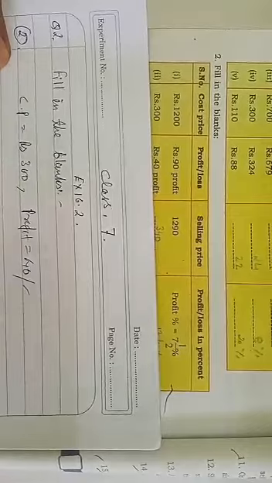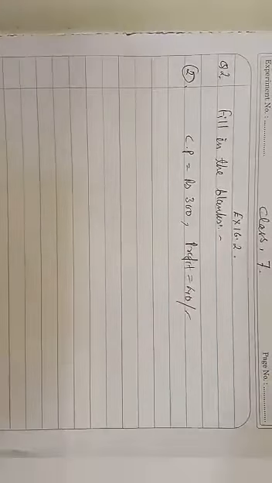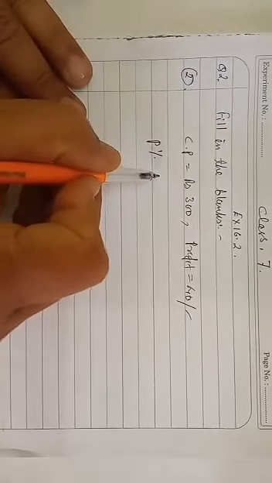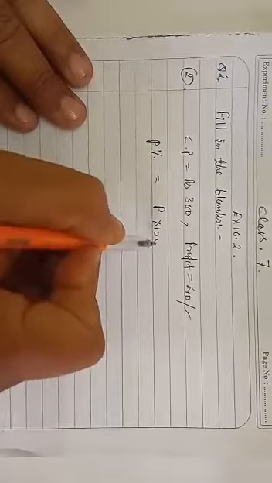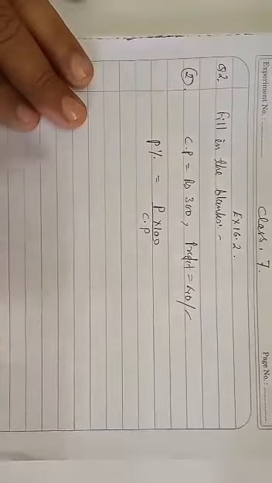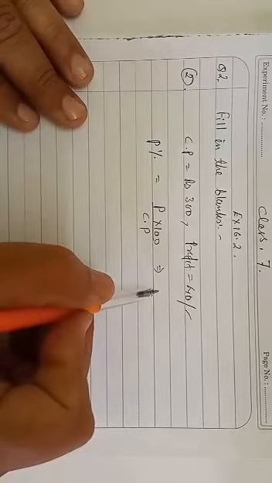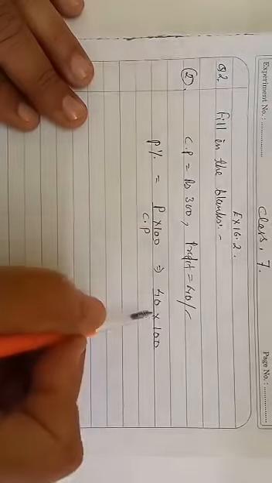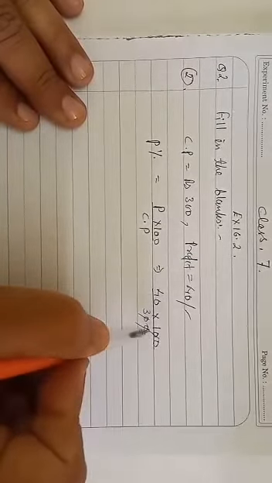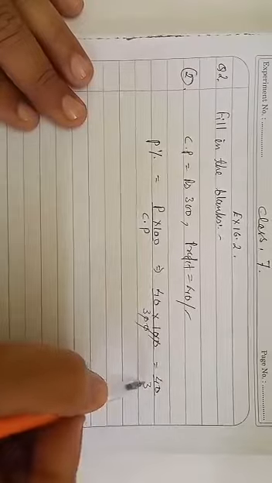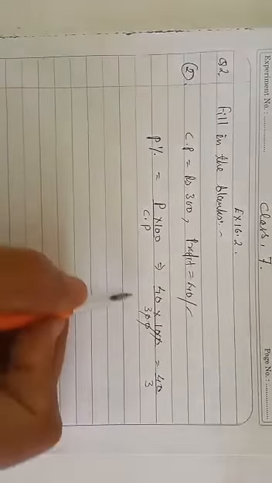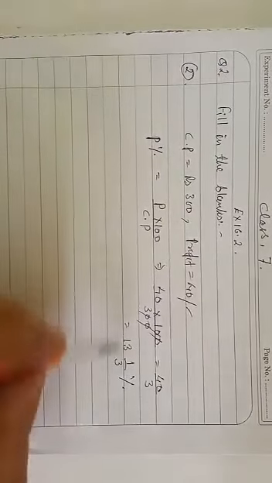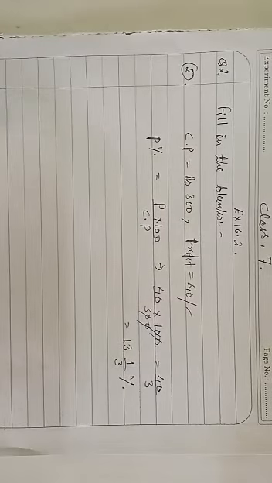How to find selling price and profit percent? See, profit is given, we have to find profit percent. We know the formula of profit percent. Profit percent equals profit into 100 upon cost price. Now, what is the value of profit? Profit is rupees 40 into 100 upon what is cost price? 300. Cancel this 0, 0. That is 40 upon 3. If you divide 40 upon 3, you will get 13 whole 1 upon 3%.